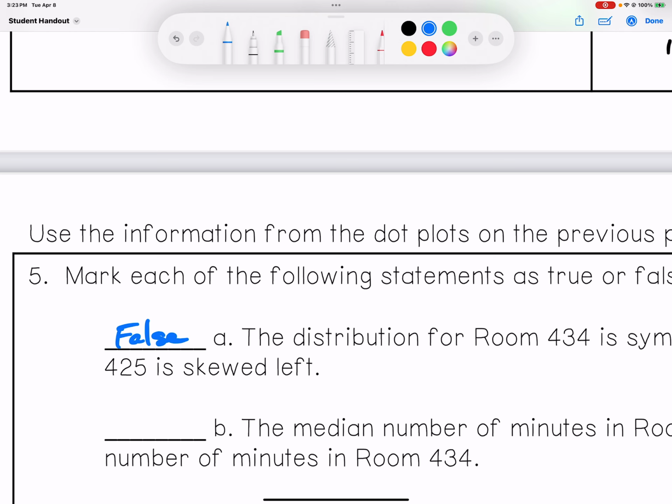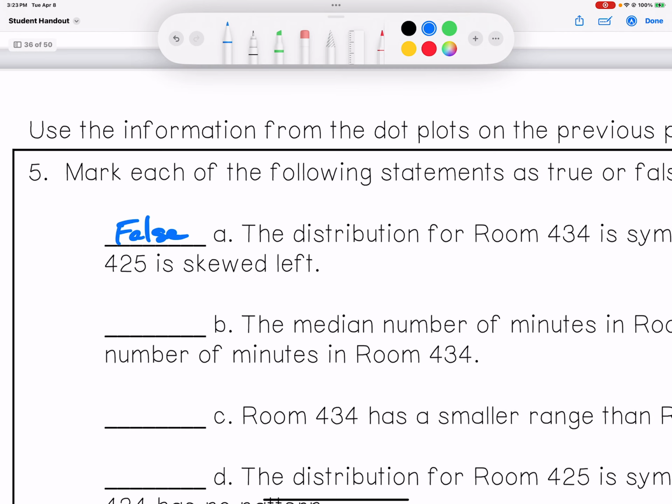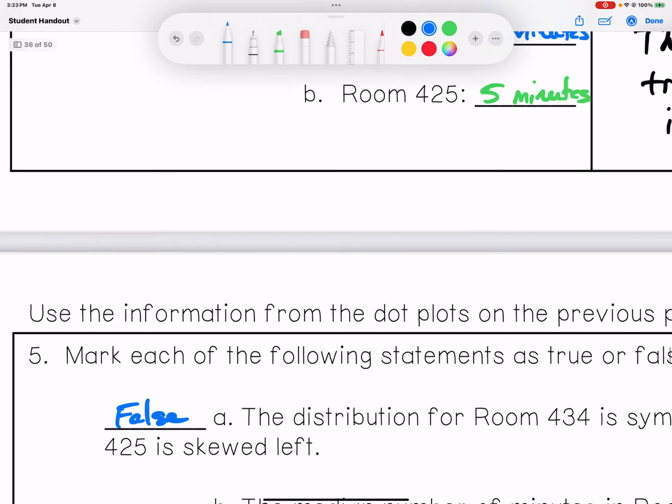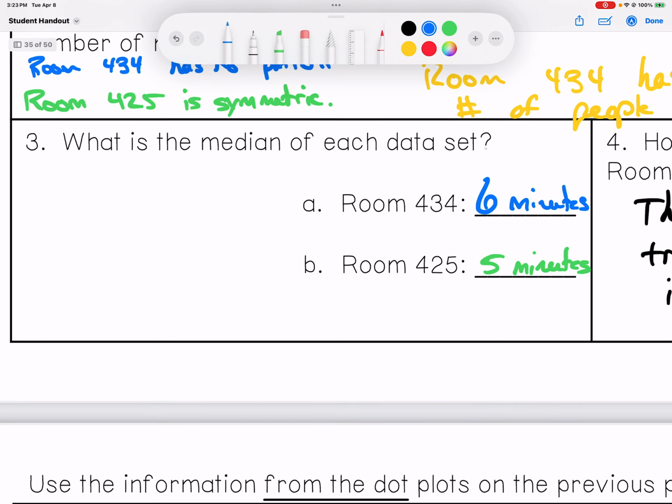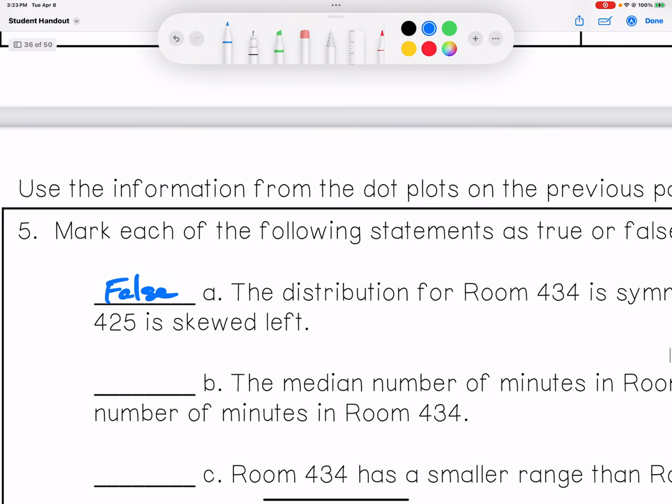425 is symmetrical. The median number of minutes in room 425 is greater than the median number of minutes in 434. Just go back and look. 425 is 5, 434 is 6. So is that true or false? That's false.